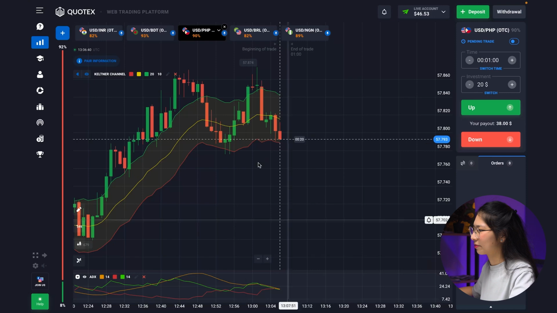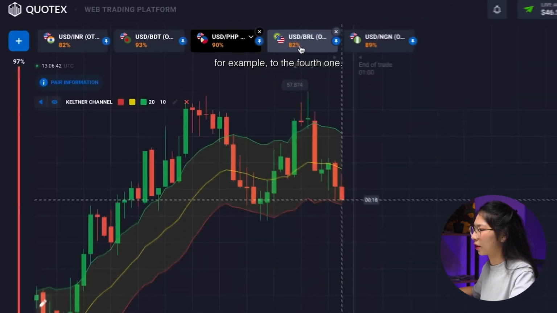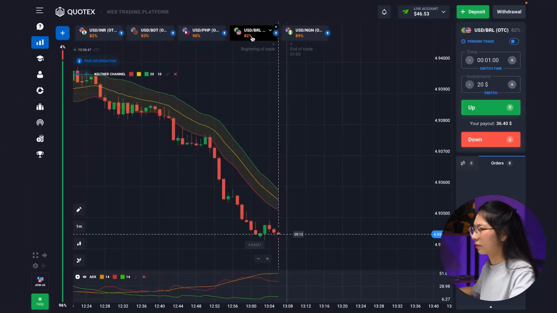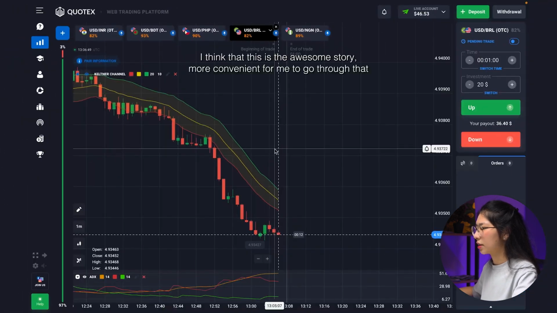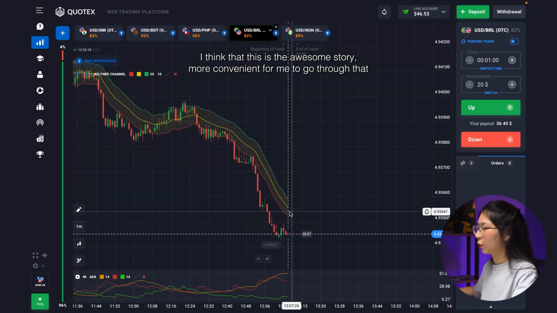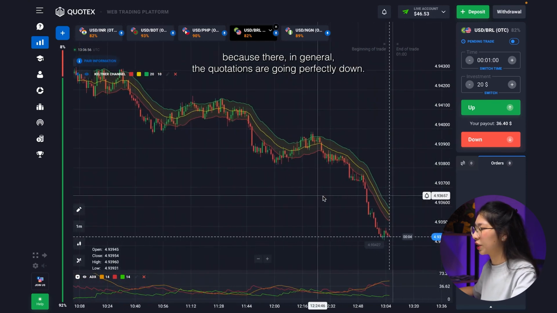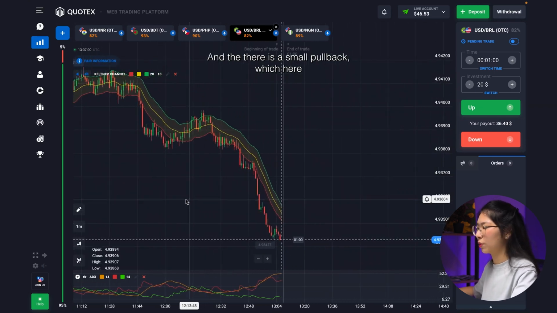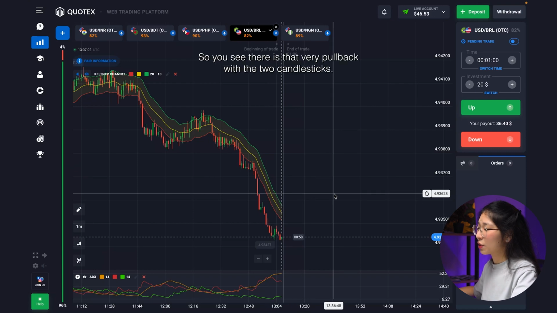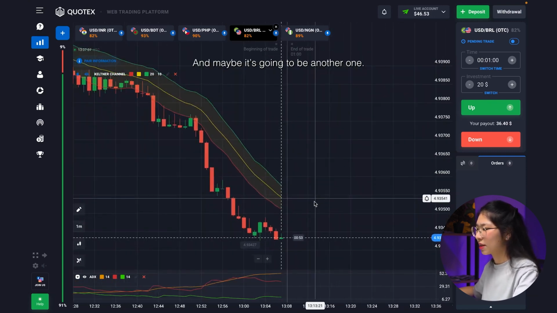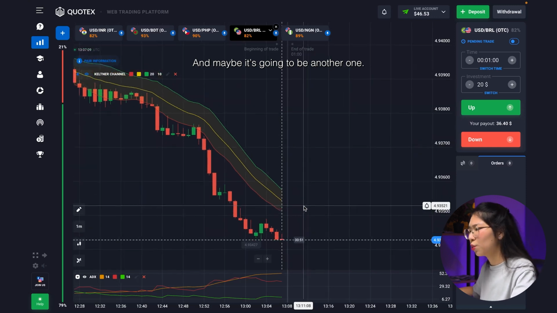Let's go further, for example, to the fourth one. Okay, I think that is an awesome story. It's more convenient for me to go through that because in general the quotations are going perfectly down, and there is a small pullback, which we're expecting here. So we see that very pullback with two candlesticks, and maybe it's going to be none.